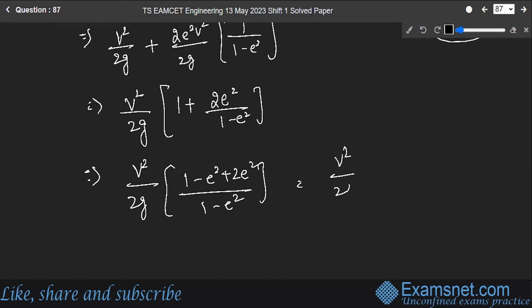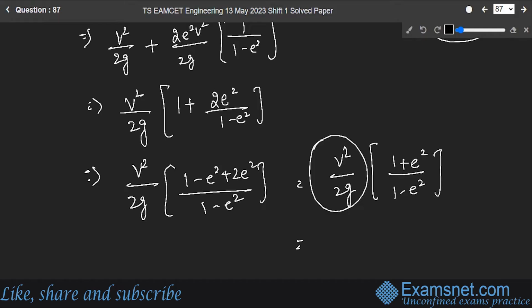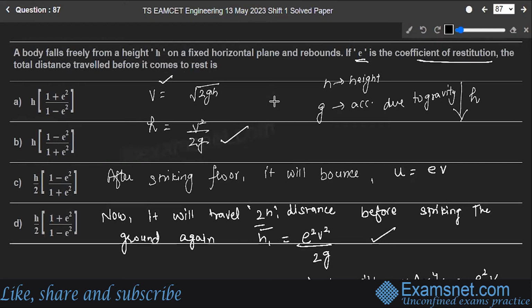This is equal to v square upon 2g into 1 plus e square upon 1 minus e square. This is your h. So h into 1 plus e square upon 1 minus e square. This is the answer to the question. You have option A as the correct answer. Hope you understood that. Next is question number 88.